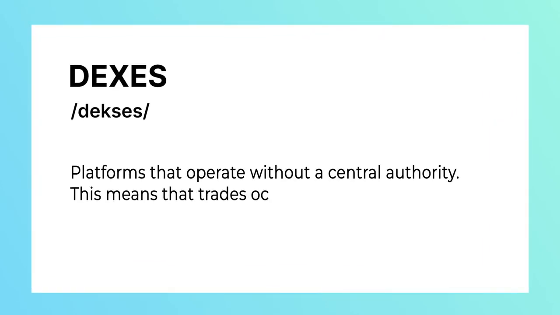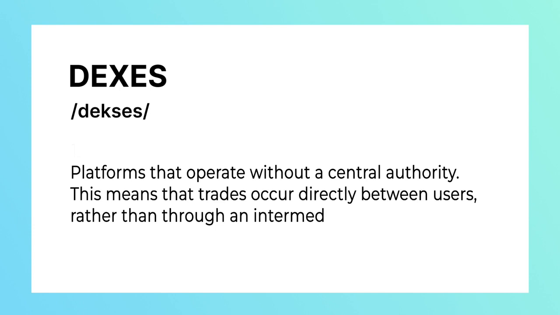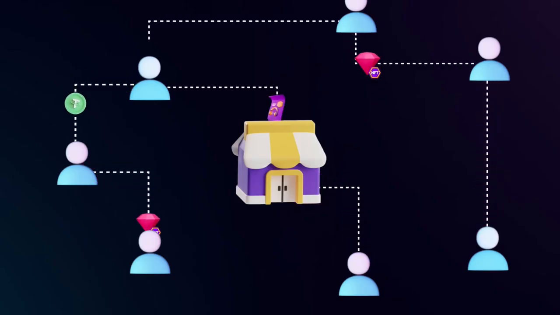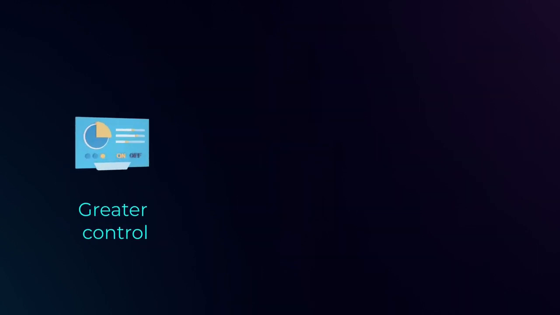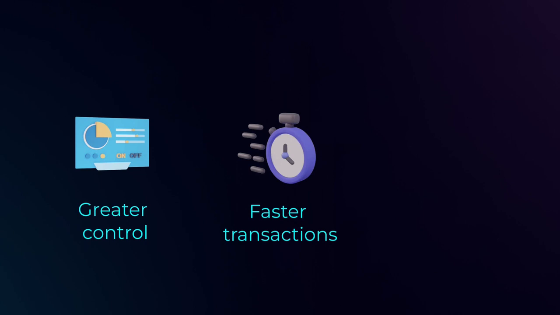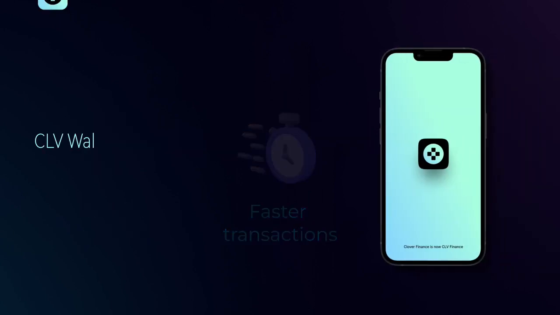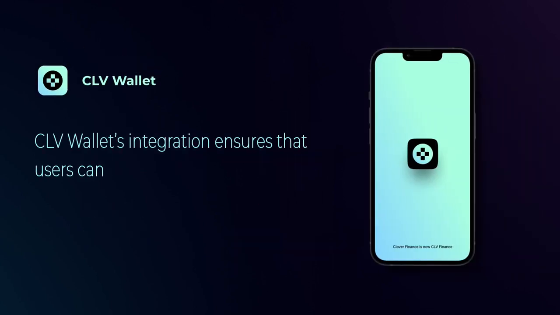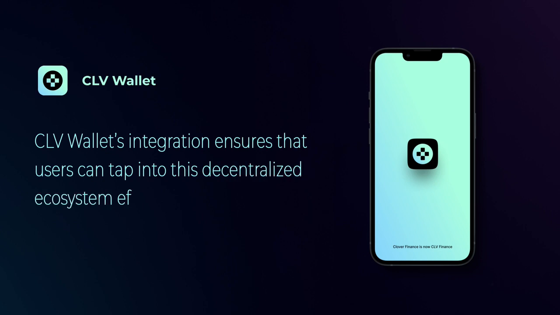This means that trades occur directly between users, rather than through an intermediary or third party. It's like having a peer-to-peer marketplace for your digital assets. Not only does this provide users with greater control over their trades, but it often leads to faster transactions and reduced fees. The CLV wallet's integration with these Dexes ensures that users can tap into this decentralized ecosystem effortlessly, maximizing both security and efficiency in their trading activities.